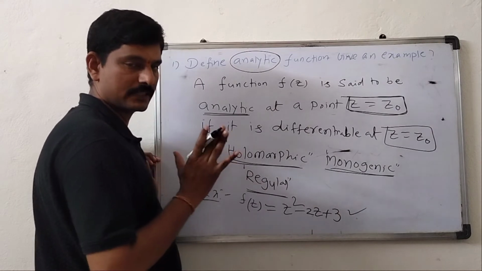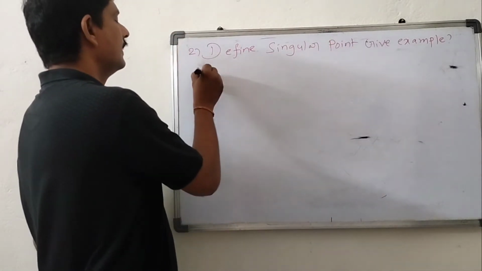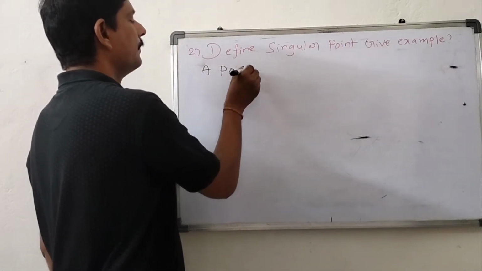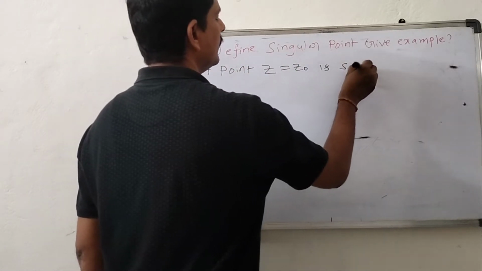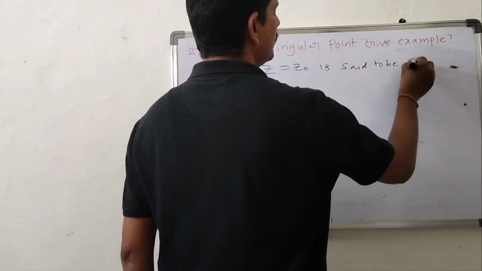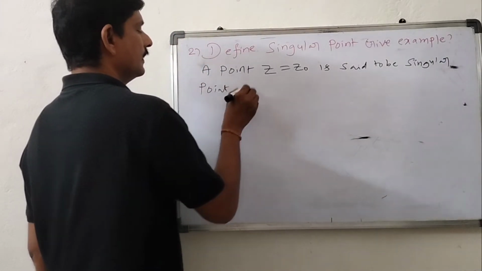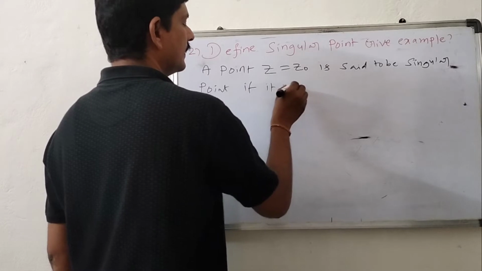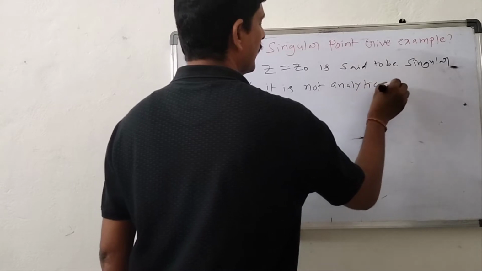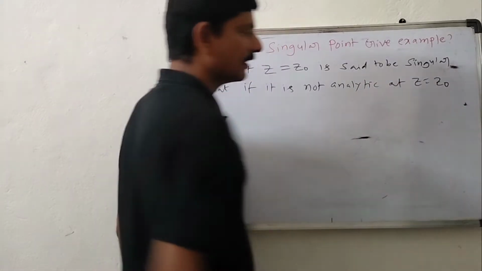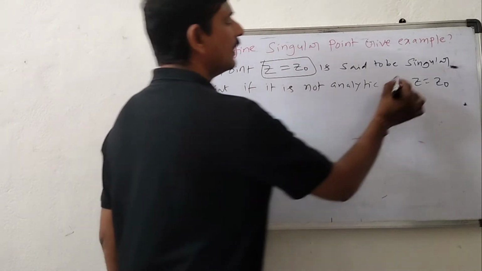Clear? Correct. The second one: define singular point, and give an example. A point z equal to z0 is said to be a singular point if it is not analytic at z equal to z0. This point is said to be a singular point when the function is not analytic at this point.